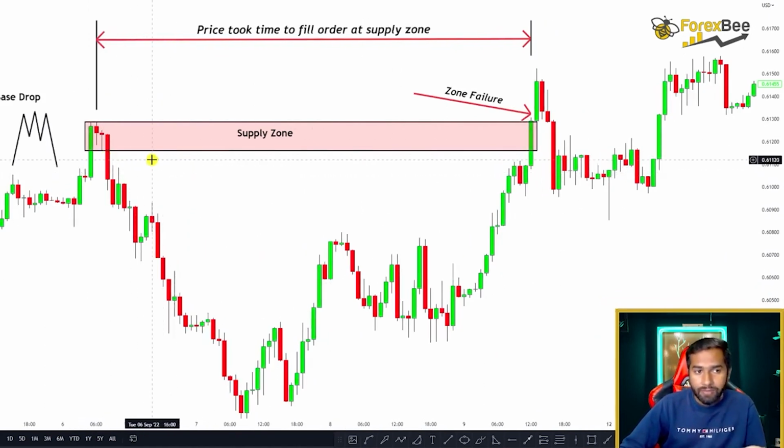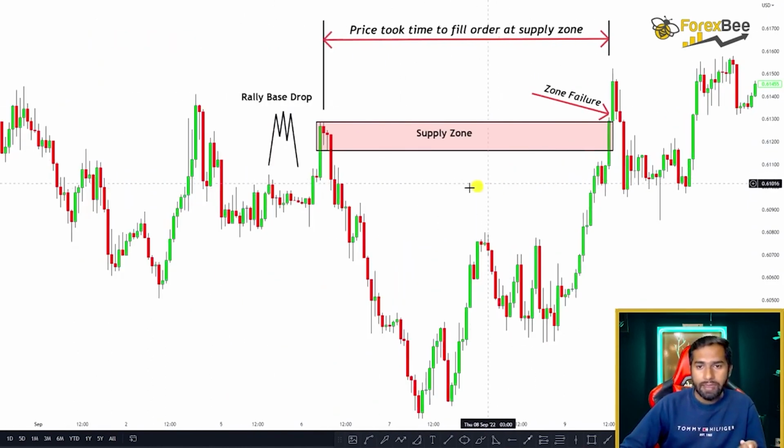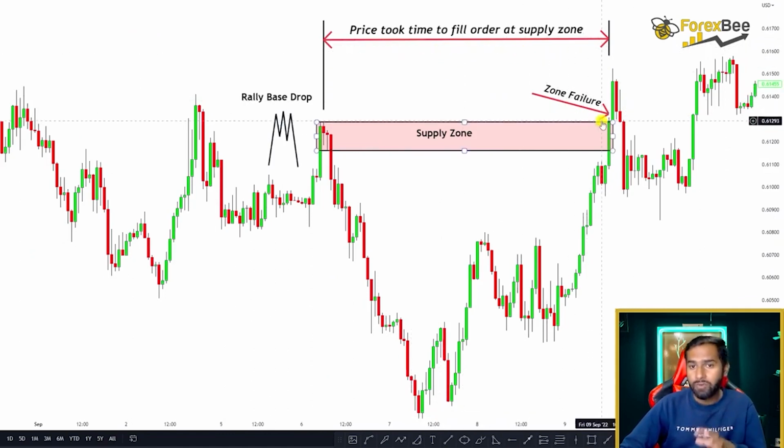As time passes by, the market did not come back, and it did come back here, but here it just broke this zone and went through it. So again, since the market took a lot of time to come back, the zone did not remain valid anymore, and the price just went through this zone. So the price took time to fill the orders at the supply zone, and the zone failed.